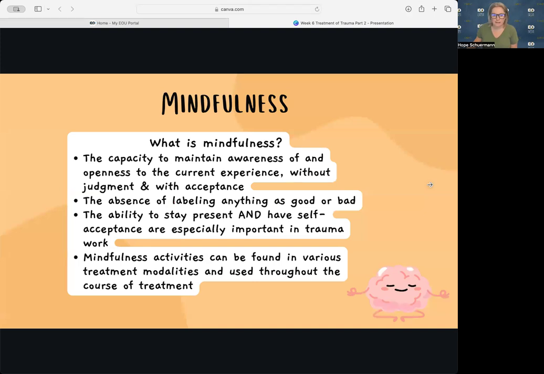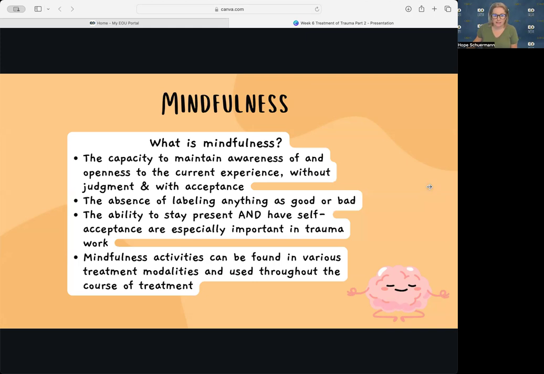I think finding acceptance around the way that things have turned out since the trauma, whether that's internally in your own body, in your own mind, and externally, it's really an important step because it's very hard to move forward without first accepting where you are in this exact moment.